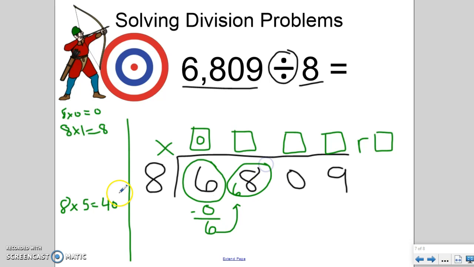Now this is why I love this little chart over here. My target is so much bigger than our first target. First target was 6, now we're at 68. I know that 8 times 5 is 40. I need to go much higher, in fact quite a bit higher.